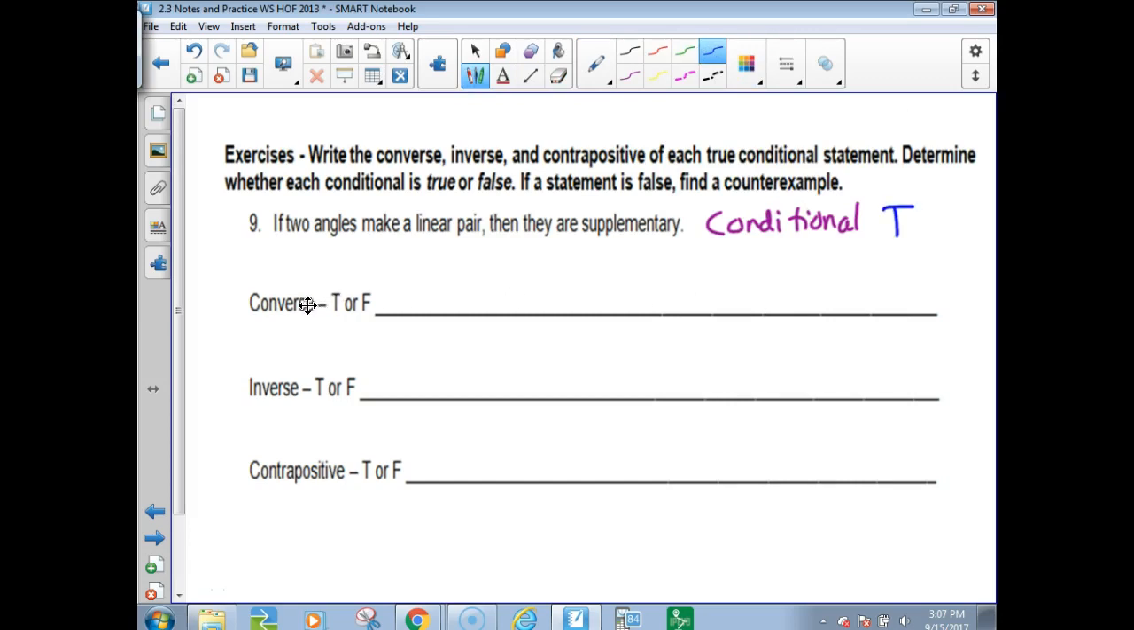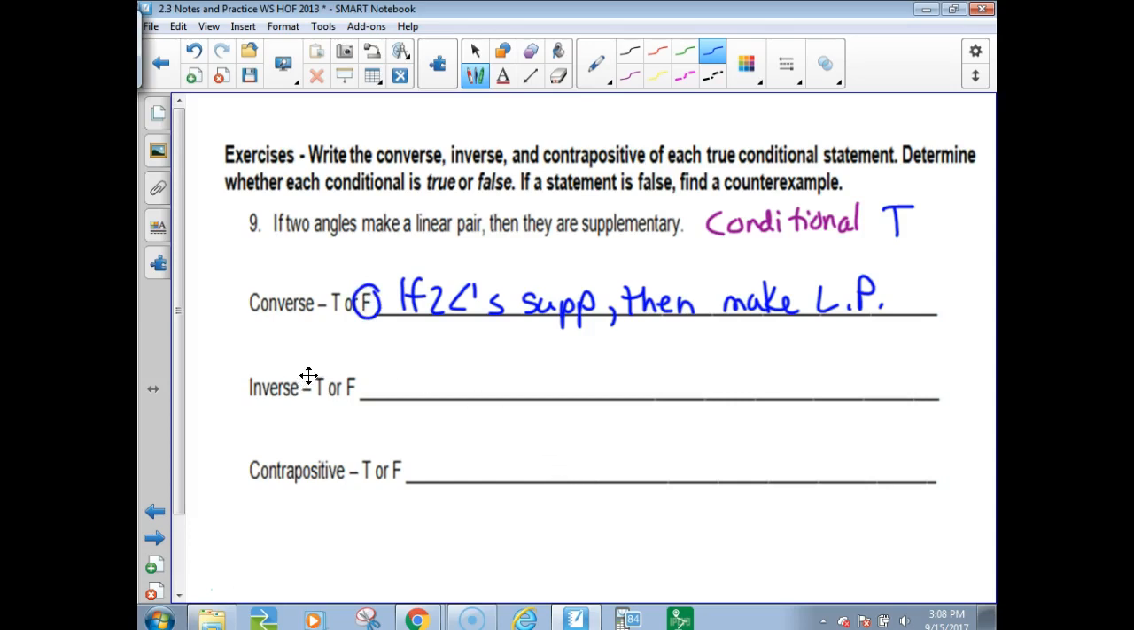Okay, now we're going to write the converse, which switches the hypothesis and the conclusion. And I'm going to try to abbreviate this a bit so it's not quite so long. All right, so if two angles supplementary, then make a linear pair. Make an LP. And I'm going to use LP for linear pair. Now, if two angles are supplementary, do they have to make a linear pair? They could be separate. We mentioned that a few times. So this would be a false statement.